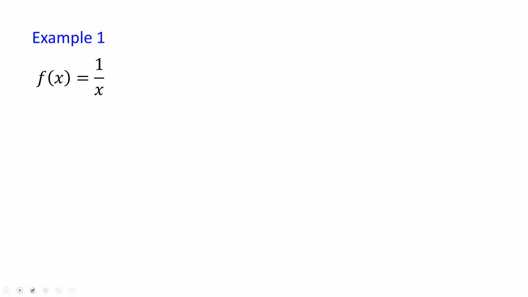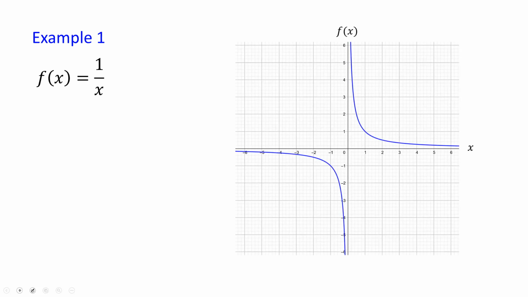Let's see our first example. We have the function 1 over x. When we graph a rational function like this one, we get a discontinuous graph. This is a graph of the rational function 1 over x. As the values of x in the negative direction get closer to 0, the value of the function, or the value of f of x, becomes closer to negative infinity. It gets very small very quickly.